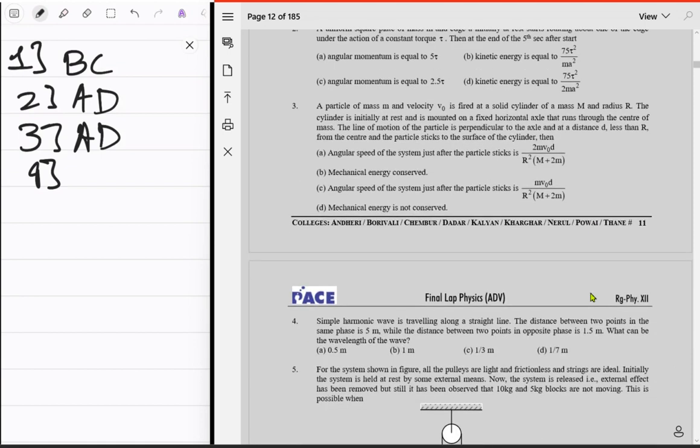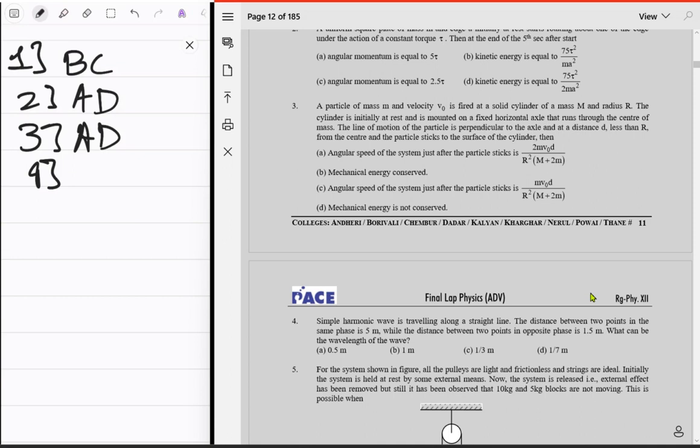Fourth is a simple harmonic wave traveling along a straight line. The distance between the 2 points in the same phase is 5 meters, while the distance between the 2 points in opposite phase is 1.5. Like lambda is 5 meters basically. So, wait, what? No, straight line.